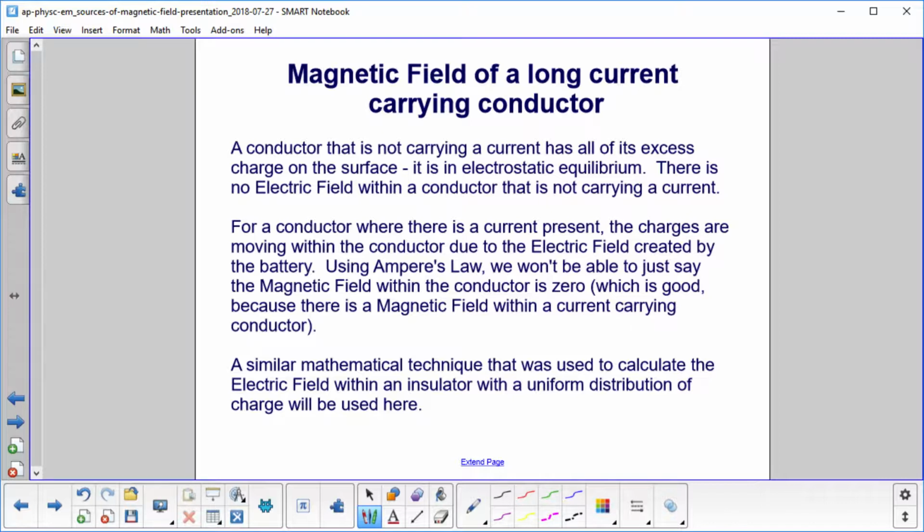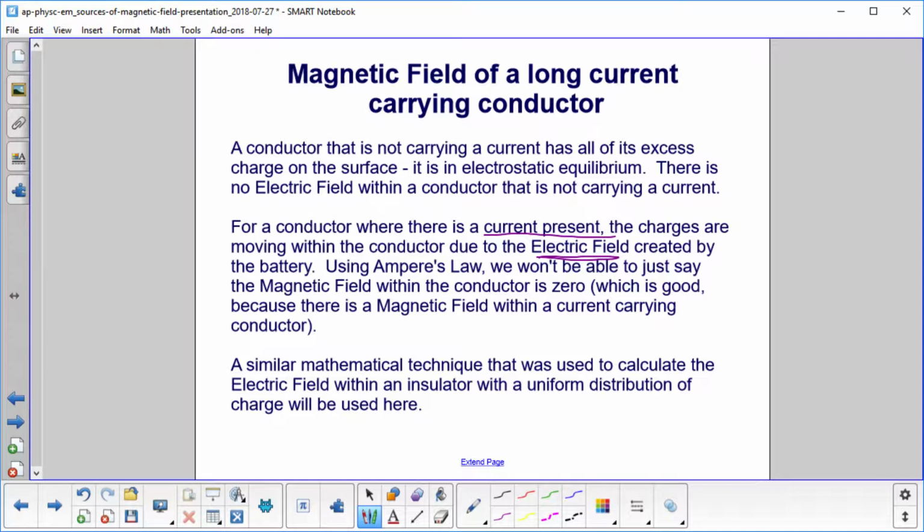However, if we do have a current, the charges are moving within the conductor due to the electric field created by the battery. So we do have an electric field in there. Using Ampere's law, we won't be able to say the magnetic field within the conductor is zero, which is good because there is a magnetic field within a current-carrying conductor.